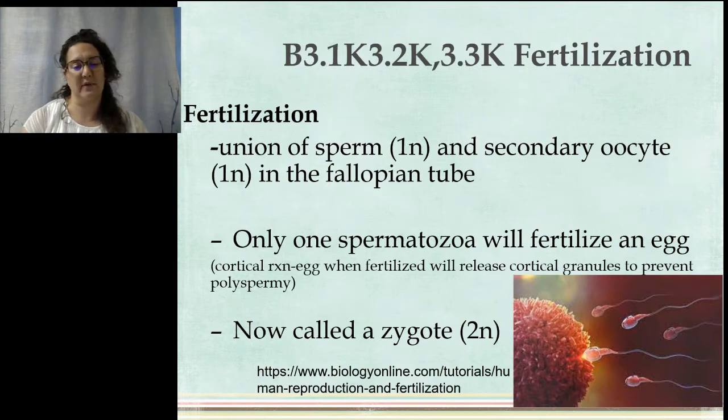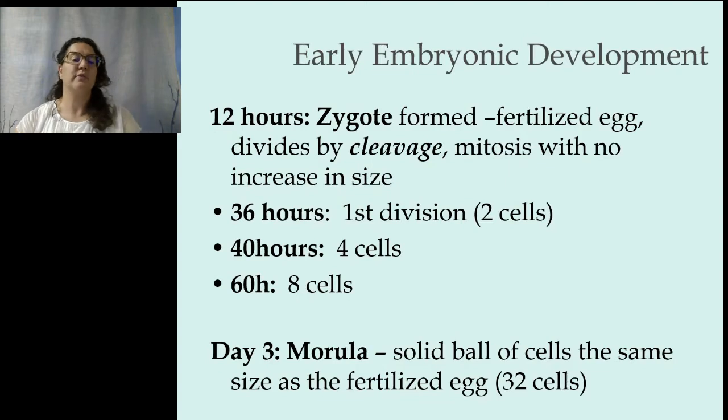Now that the egg is fertilized by a sperm, it's called a zygote, and it is a diploid or 2N cell. Roughly 12 hours after ovulation, the zygote is formed, and it divides by cleavage, or splitting, into two. This is the process of mitosis. There's no increase in size, but that one fertilized egg, now a zygote, turns into two cells.